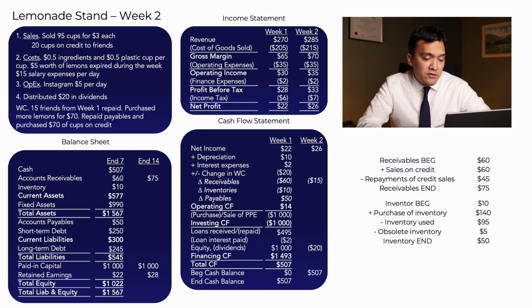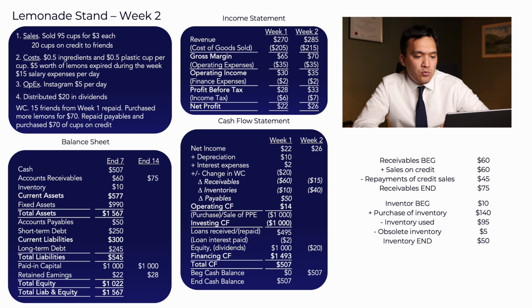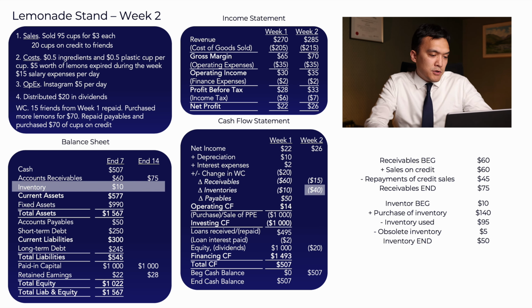So we show a change in inventory of $40. We spent $140 on the inventories, but in the income statement we only accounted for $100 worth of inventories. So here we need to account for the $40 that were not accounted for in the income statement. So again, we can see that the inventory change between end of day 7 and end of day 14 on the balance sheet is $40, and it is the same as in the cash flow statement of minus $40.